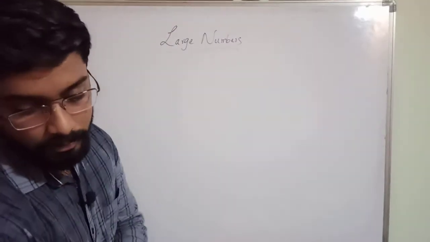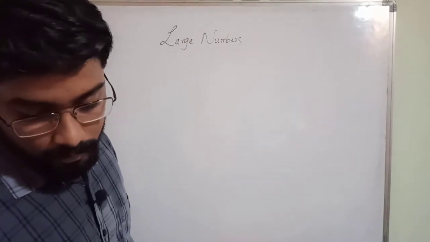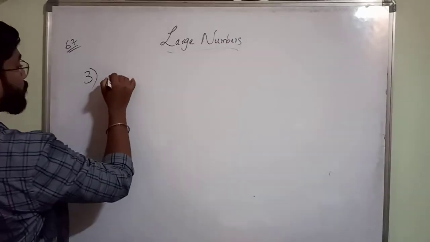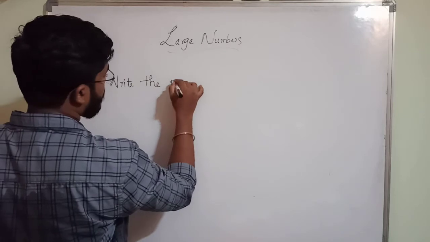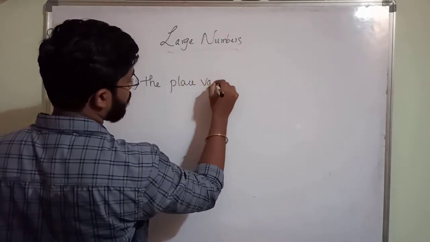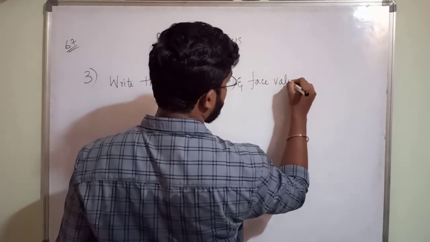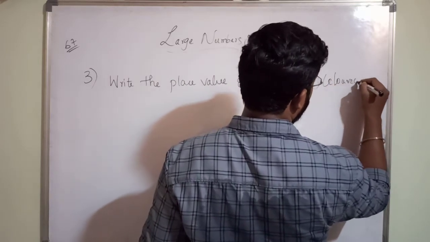Next one. Third one. Third bit, page number 67. What is there? Write the place value and the face value of the colored digits.